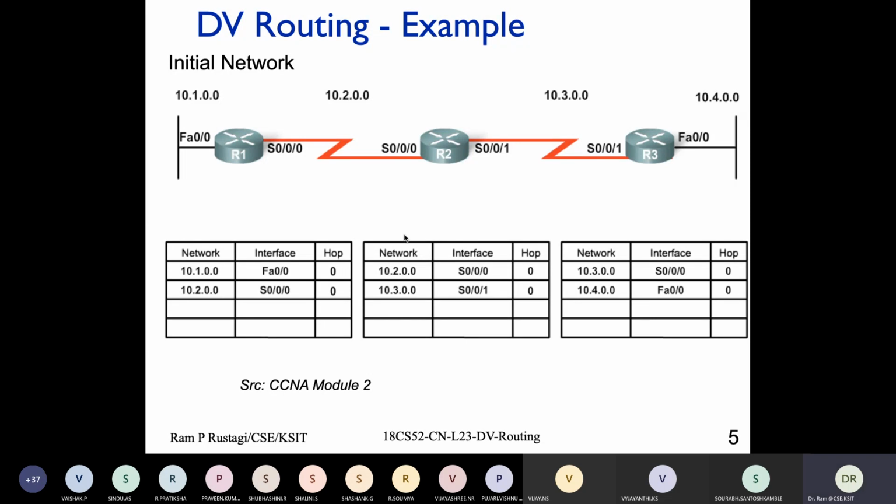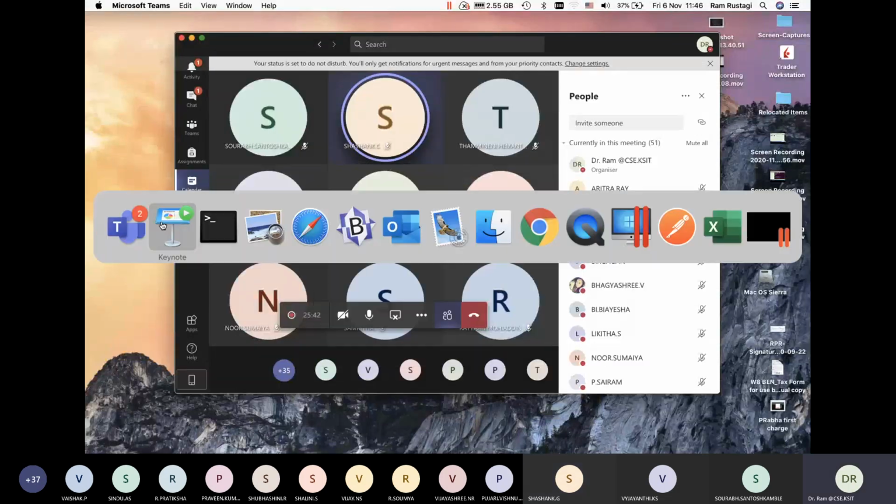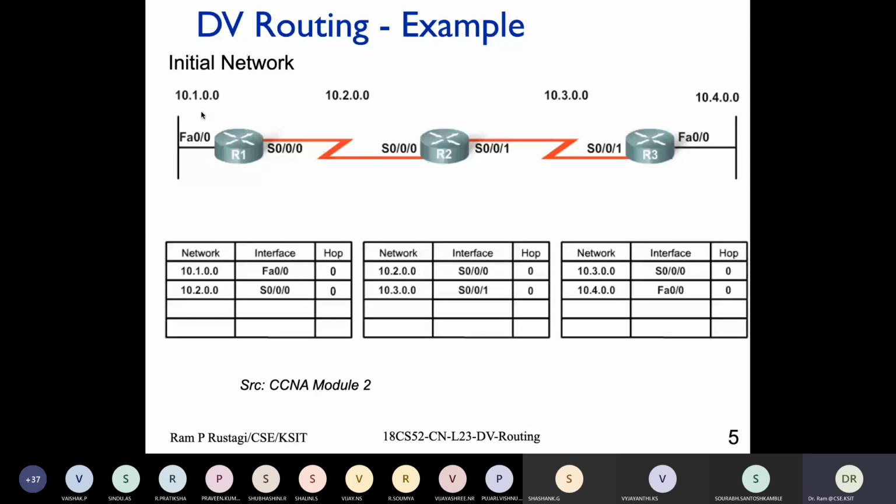So how does distance vector routing work? A simple example you can look at. In this network, or in this diagram, how many networks are there? Would anyone like to identify? In this given diagram, how many networks are present? Arvind Pathak? Four networks. Yes, the answer is right. It is four networks. You have 10.1.0.0, 10.2.0.0, and so on.